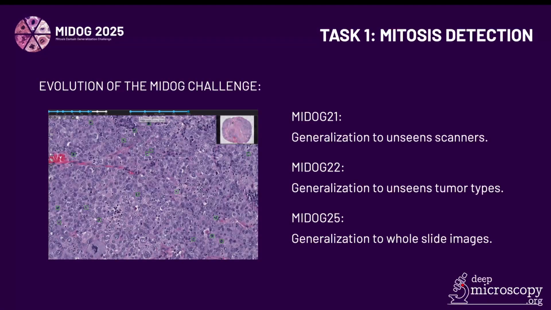Let me first reiterate the evolution of MIDOG. In 2021, we started with generalization to unseen scanners. Then, in 2022, we continued to generalize to unseen tumor types and lab environments. However, we always used pre-selected regions from the dense tumor area, which we cannot expect to generalize to an application for whole slide images. This is why, for this iteration of the challenge, we took the investigation of generalization one step further.